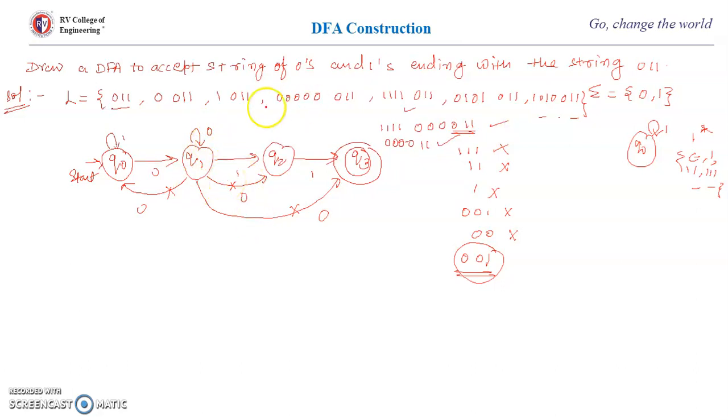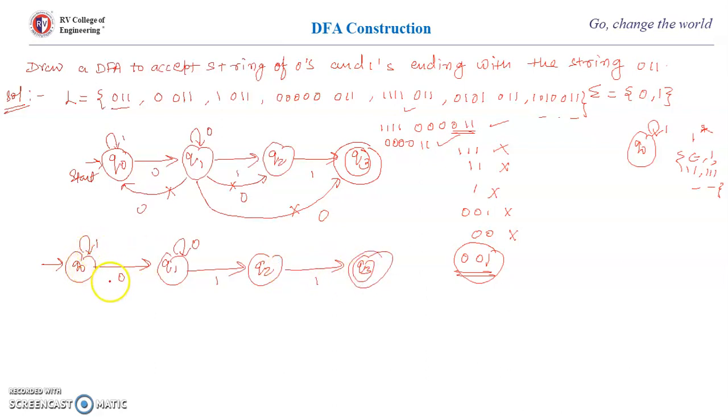Now from q1 we have shown 0 and 1. So let us draw it again here. Okay, so q0, on 1 it is this, on 0 it is going to q1 and then a 0 self loop, on 1 it is going to q2 and then on 1 it is going to state q3.